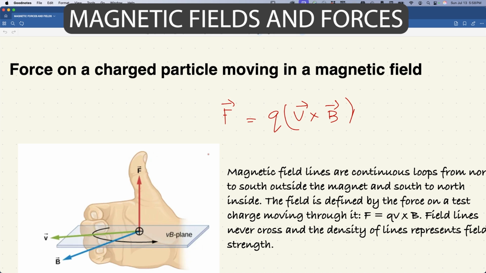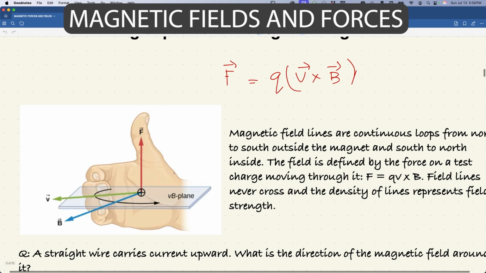They are mutually perpendicular to each other. Now, to find the directions between them, we use what is called the right-hand rule. There are two right-hand rules. This is the first right-hand rule. And, of course, it's a right-hand rule, so you have to use your right hand, and according to this rule, if you stretch your fingers, the fingers first point towards the velocity of a positively charged particle.